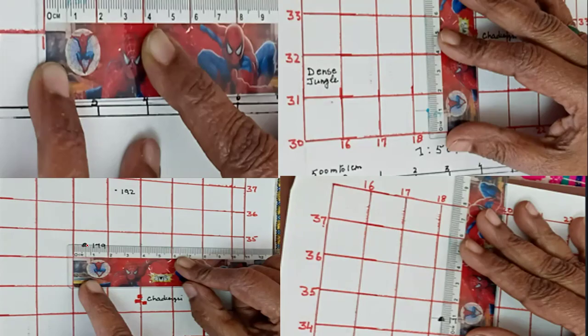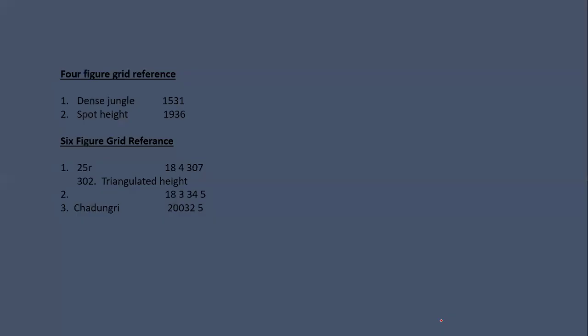183, and the northings we'll see here. 34 is the northing. Then we move upwards to the northings and put the scale to the north, and this comes to 1 centimeter. Midpoint is touching 1 centimeter, so it will be 5. 183345. This is the 6-figure grid reference. 18 easting, third place is 3, northings 34, and the third place is 5. That is the 6-figure grid reference for the triangulated height, and we reach the exact location.